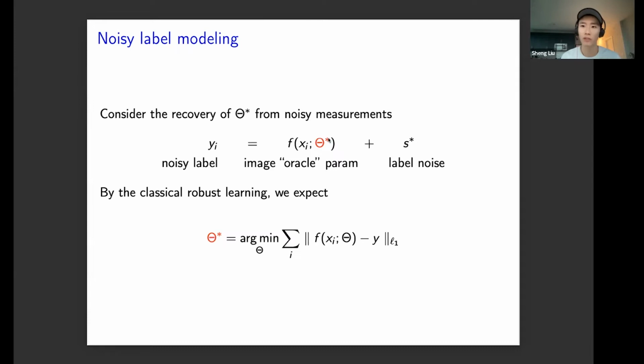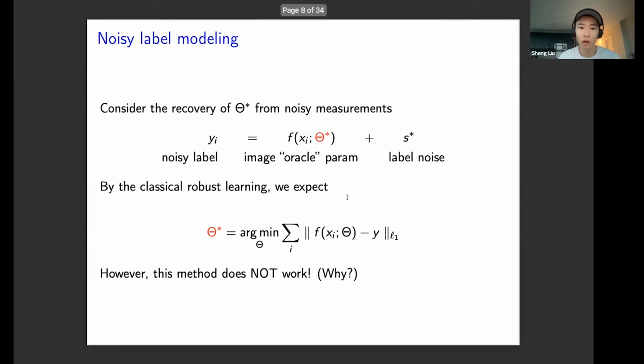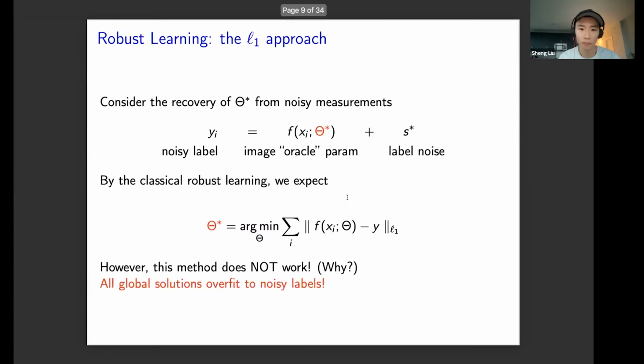However, there's a very obvious problem here. That is, the global solution is still the one where F equals Y. Y here is the noisy label. Forgive me, I forgot to add an i here to indicate the i-th example.